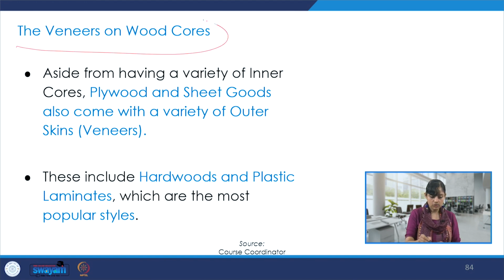Then we have the veneers on wood cores. So, aside from having a variety of inner cores, plywood and sheet goods also come with a variety of outer skins. So, when we saw the anatomy of timber, we saw the bark, which is the outermost skin. Now, that can be used to produce veneers, which is like the skin of the timber, and it can be used as the top finish on our product, and it is natural, it comes from the tree itself. And generally, these include hardwoods and plastic laminates. So, they are the most popular styles.